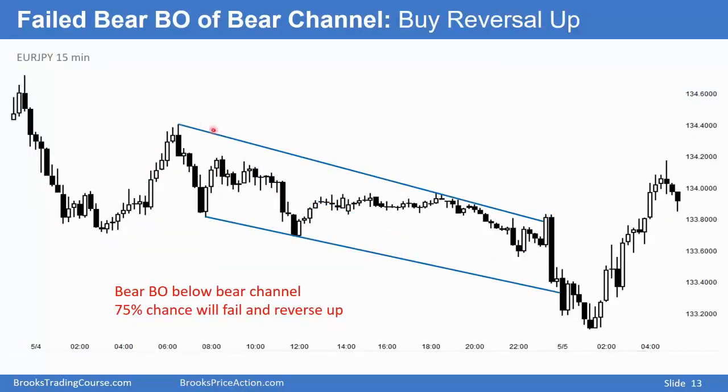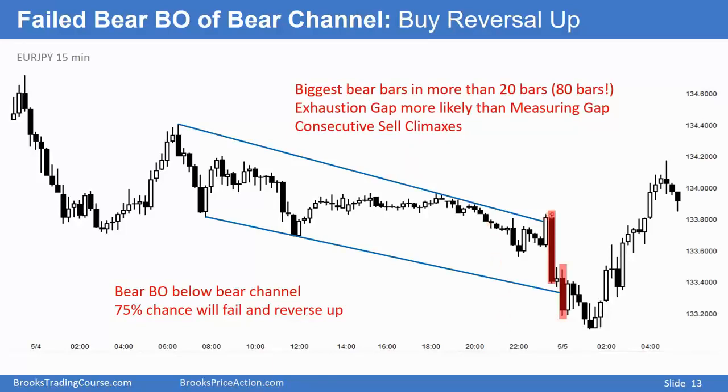Obvious bear channel, lower highs, lower lows, and we're getting a bear breakout. However, 75% of breakouts above or below channels fail. A bull breakout here, it failed. A bear breakout here, probably going to fail. Especially when you look at this big bear bar and then a bull bar, bad follow through. Bear bar, bull bar, bad follow through. Usually the breakout fails within about 5 bars.